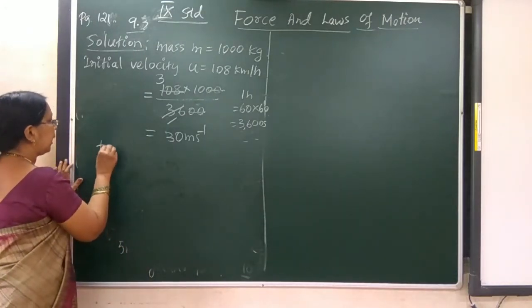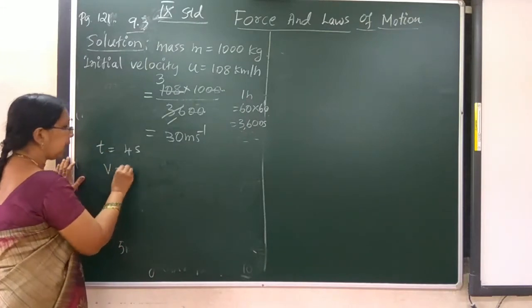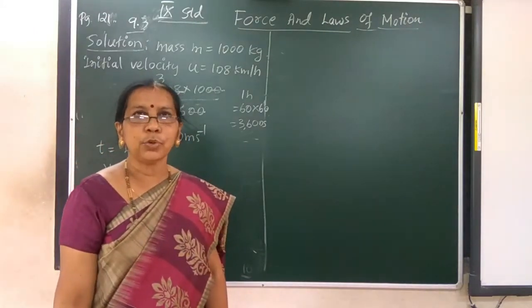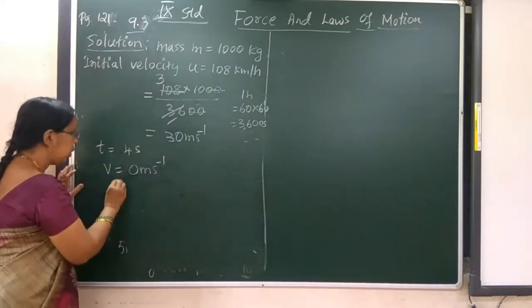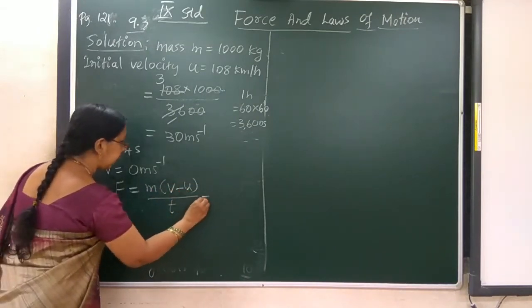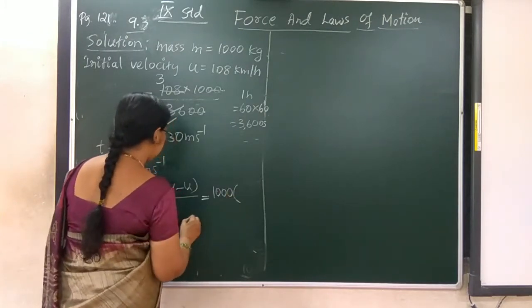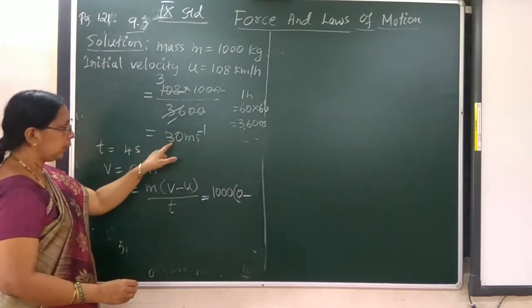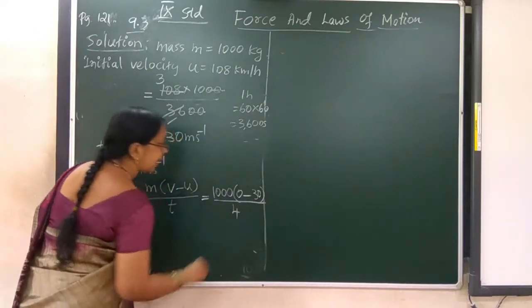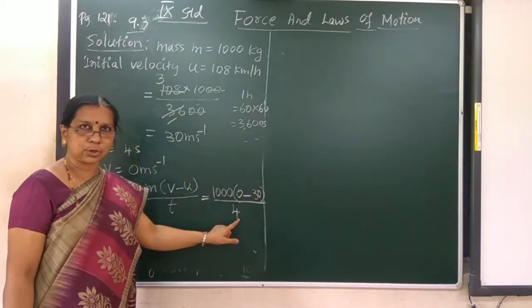And what is V? Time T is given. How much? 4 seconds. So time T is 4 seconds. Then V, it comes to rest, so it is 0 meter per second. Now with this data given, you have to find the magnitude of force applied. So F is equal to M into V minus U by T. M is given, 1000 kg, into V is given 0, minus U is given, 30 meter per second, divided by time T, 4 seconds.